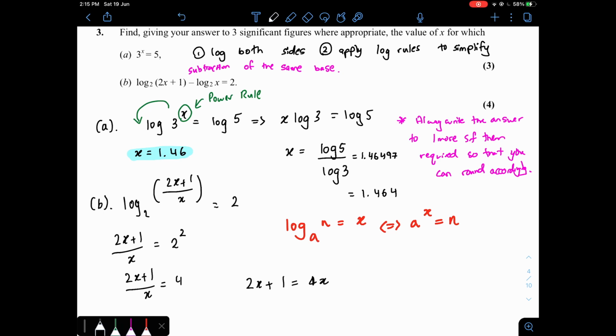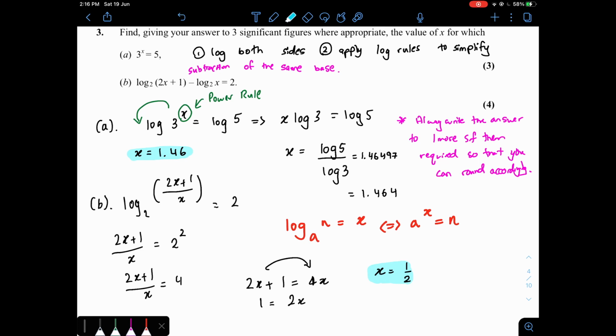Then move the 2x to the other side. That will be 1 equals 2x. So x equals a half, or 0.5. I personally prefer fractions. They're easier to deal with. So x equals a half. So this is your answer.